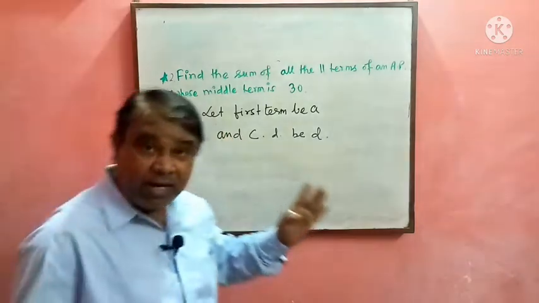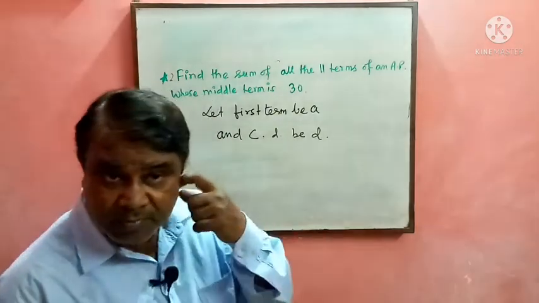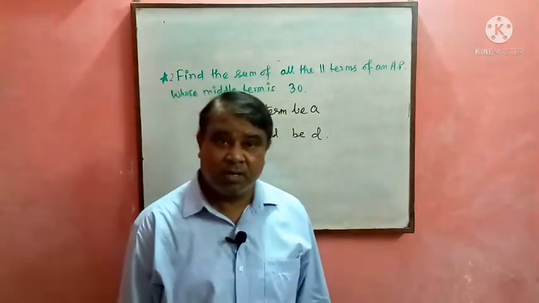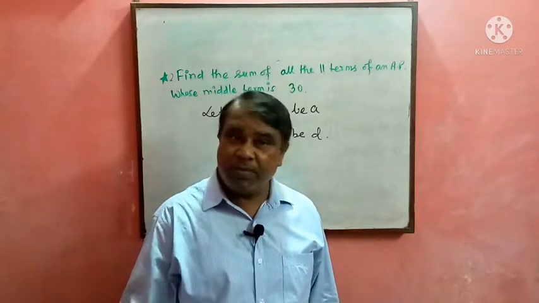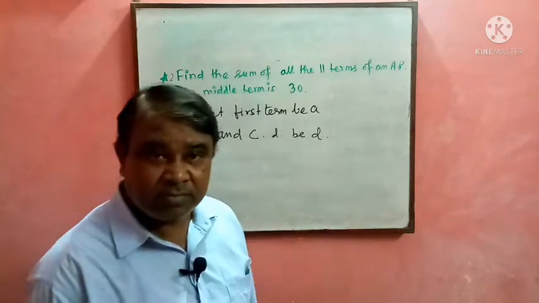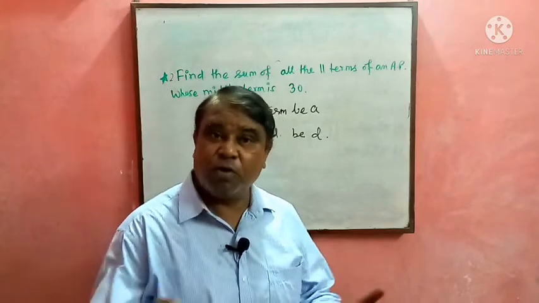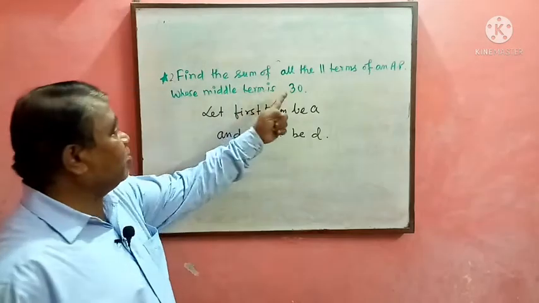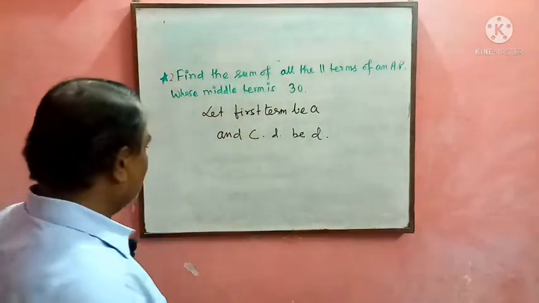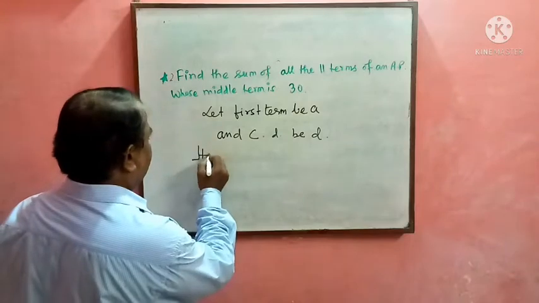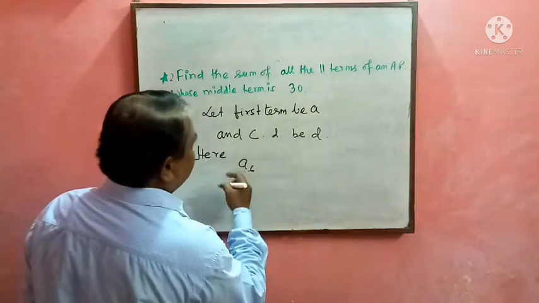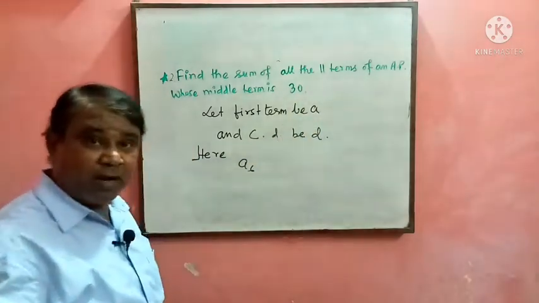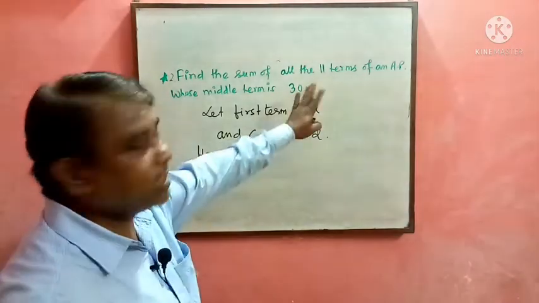Now, if we have 11 terms, what is the middle term? From the concept of median, we know this is an odd number. So 11 plus 1, 12 upon 2, that is the 6th term, is the middle term. Here the value of the middle term is given. So A6, that means the middle term, because we have 11 terms, and 11 plus 1 upon 2 is 6. So the 6th term is the middle term.